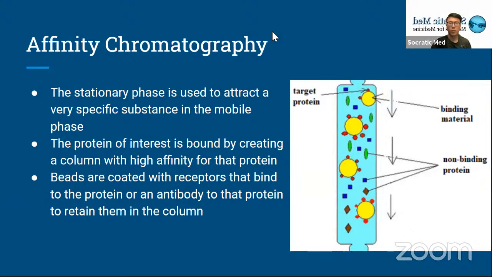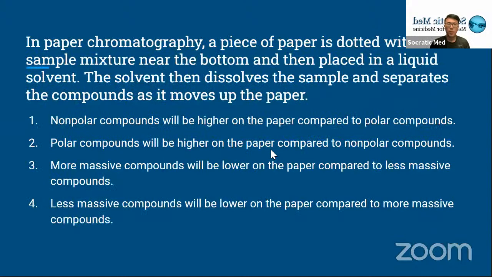All right, so I'll give everyone this question. In paper chromatography, a piece of paper is dotted with the sample mixture near the bottom and then placed in a liquid solvent. The solvent then dissolves the sample and separates the compounds as it moves up the paper. So which one of these statements is correct? I'll give everyone a few minutes to read this.